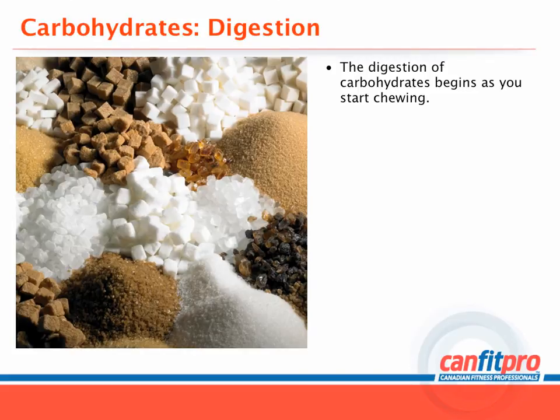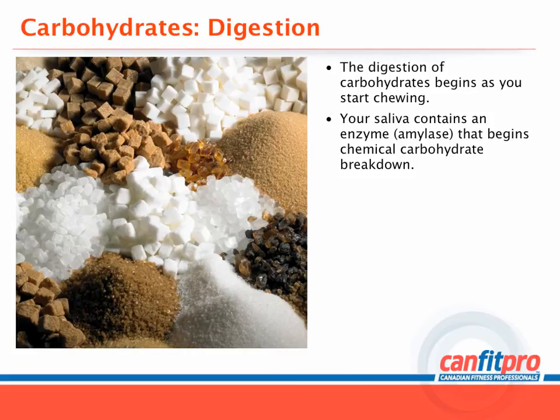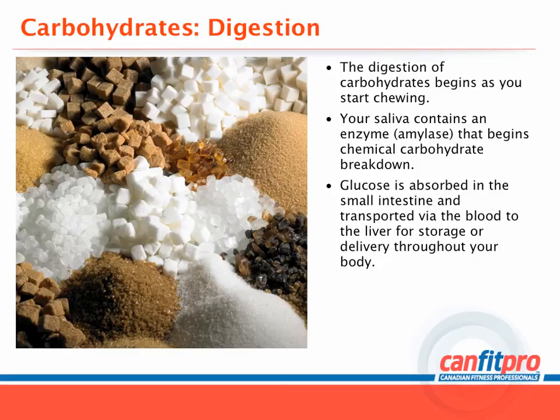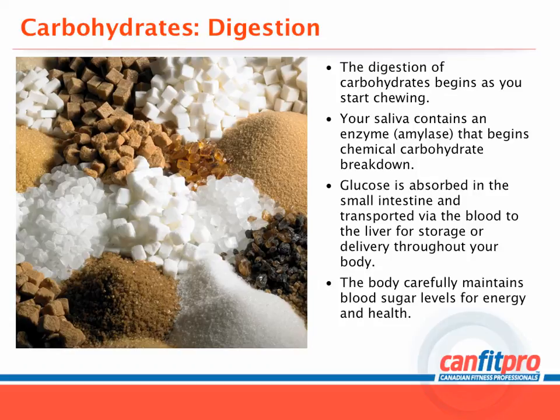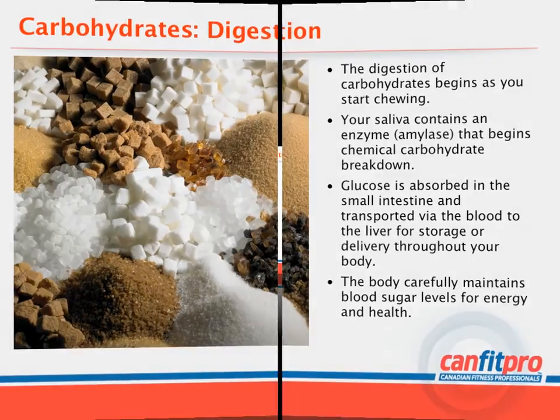The digestion of carbohydrates begins as you start chewing. Your saliva contains an enzyme, called amylase, that begins chemical carbohydrate breakdown. Glucose is absorbed in the small intestine and transported via the blood to your liver for storage or delivery throughout your body. The body carefully maintains blood sugar levels for energy and for health.